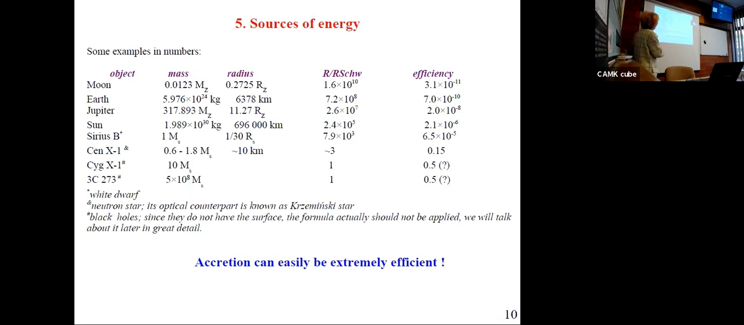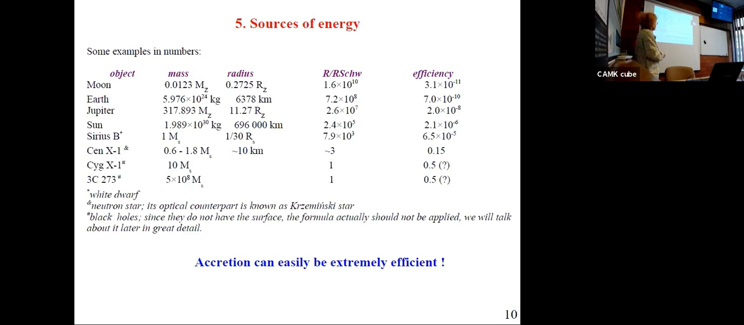It becomes a bit more interesting if we take a white dwarf. Sirius B, for example, is an example of a white dwarf. The mass is of the order of a solar mass, but the radius is smaller by a factor of 30. Then the efficiency is already comparable to the nuclear efficiency. On the other hand, if we go to neutron stars, Centaurus X-1 is a good example, the mass is again the same, but the size is of order 10 kilometers. So this ratio is about 3, and then the efficiency is 10%. 10% of the rest mass you can recover if something falls onto the surface of a neutron star and stops there.